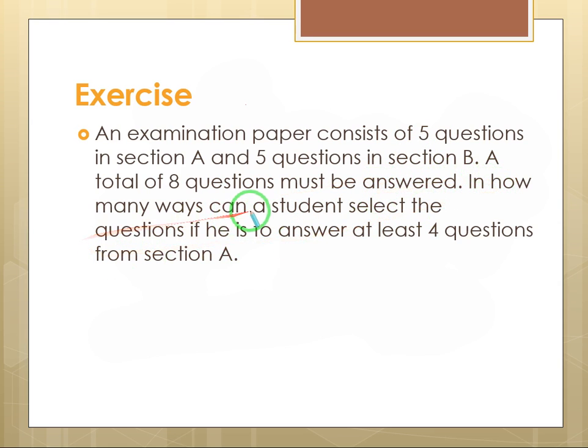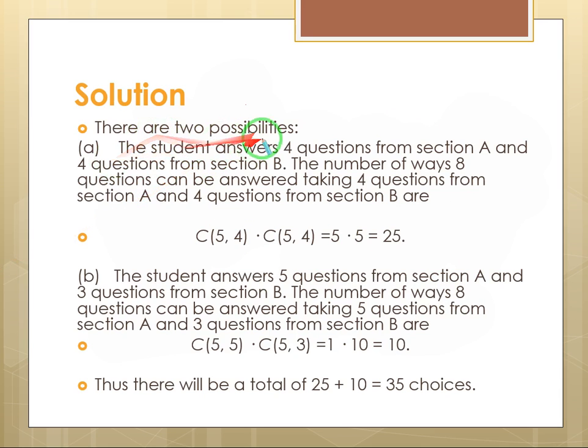So in how many ways can a student select the questions if he is to answer at least 4 questions from section A? So how many questions need to be answered from section A? 4. So 4, then 4. So simple method, there are 2 possibilities. The student answers 4 questions from section A and then 4 questions from section B. The number of ways 8 questions can be answered, taking 4 questions from section A and 4 questions from section B.